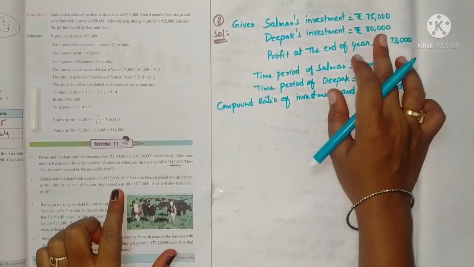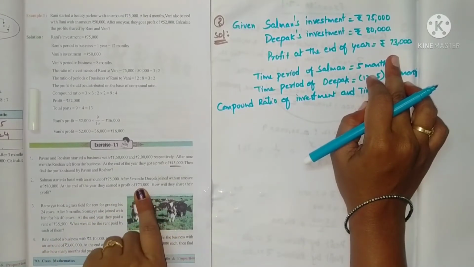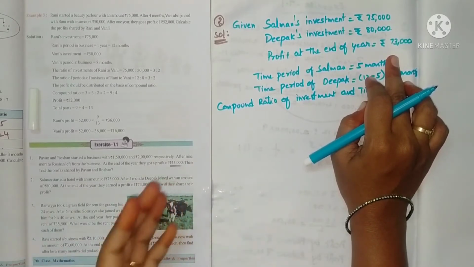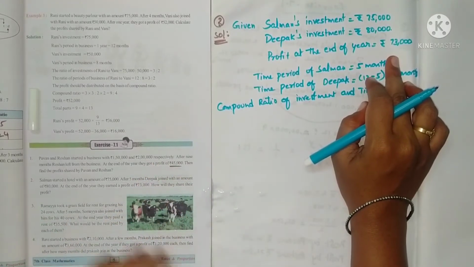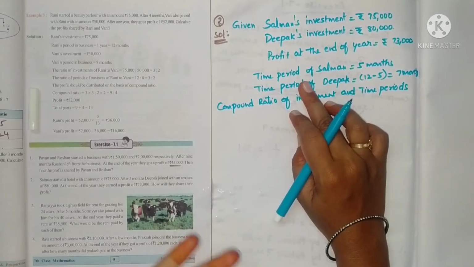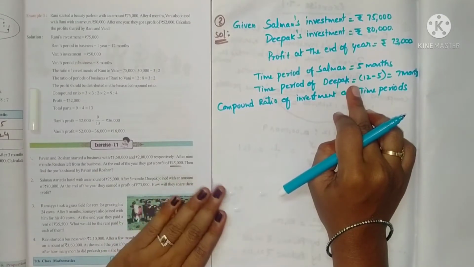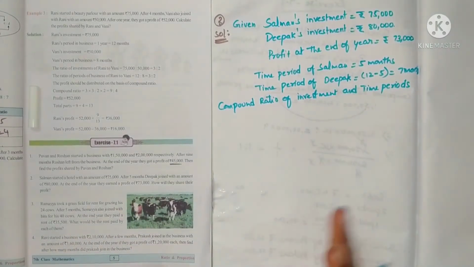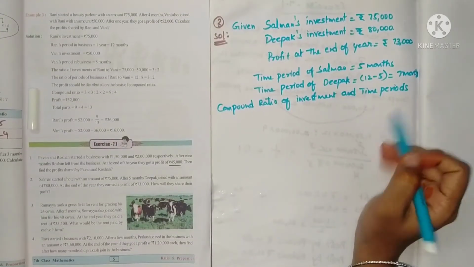Salman's investment and Deepak's investment, profit at the end of the year, I wrote. Okay, children, you don't have to write in the same wording. Investment of Salman, like that you can write. Next, time period of Salman in business also you can write. 5 months. Time period of Deepak here, Deepak joined after 5 months. So total 12 months, and after 5 months Deepak joined. So 12 minus 5, 7 months.